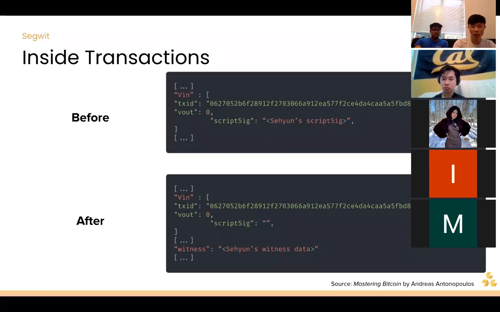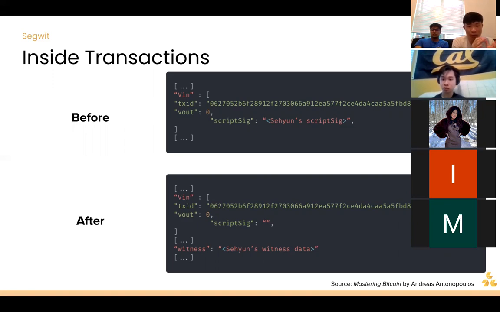So I promised that we'd see the raw data of a transaction. Here it is. This is a simplification of what a transaction actually looks like on the Bitcoin blockchain. We see we have a vin field, which is the inputs. We have the transaction ID, the ID I was talking about. And we have this vout.